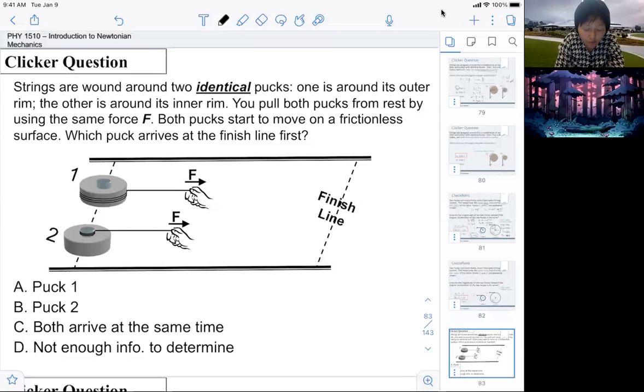So what happens when you pull? You can see that when you start pulling, they're unraveling, right? So they are rolling, and they're also moving from one place to another. So it's similar to the rolling without slipping question, right? There's translational motion and there's rotational motion as well. So simply predict which puck you think will arrive at the finish line first: 1 or 2, or the same, or maybe you need more information to determine.